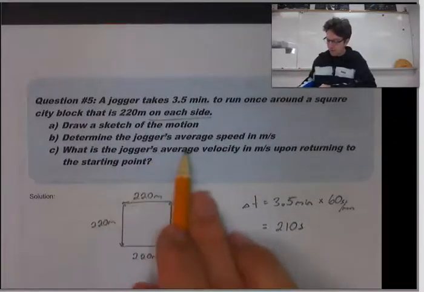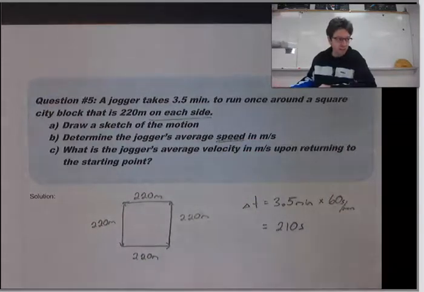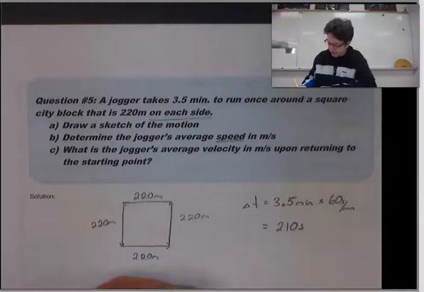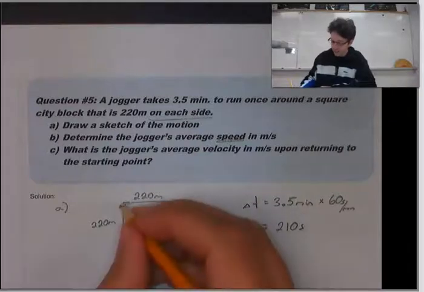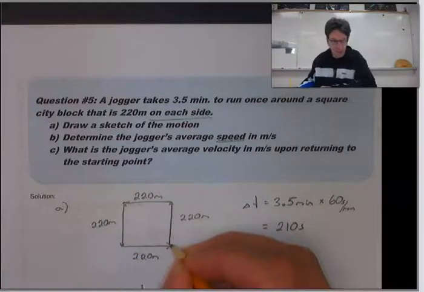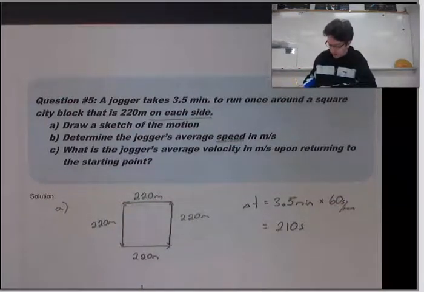Part B says determine the jogger's average speed. Speed, scalar, we don't care about direction. So speed, since we don't care about direction, is simply distance over time. And distance is 220 plus 220 plus 220 plus 220, or more simply put, 4 times 220 meters, 1 for each side. And a total time of 210.